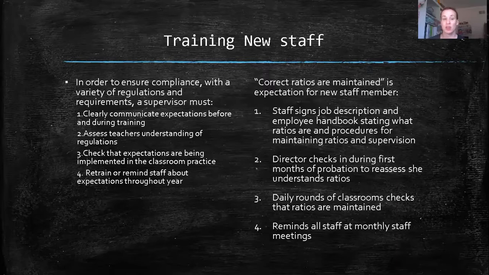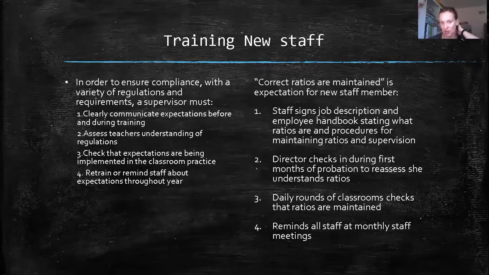Then within the classroom, we also need to assess that they understand the regulations, so licensing regulations, the ratios, classroom management, lesson planning. And then we need to check that the expectations we have clearly laid out for them are being implemented into practice. Knowing that this is a new person, some things might be a little bit slower. Everybody has strengths and weaknesses, but for the most part, the things we need to have done are being implemented in the classroom. And then we need to retrain or remind staff about expectations throughout the year.